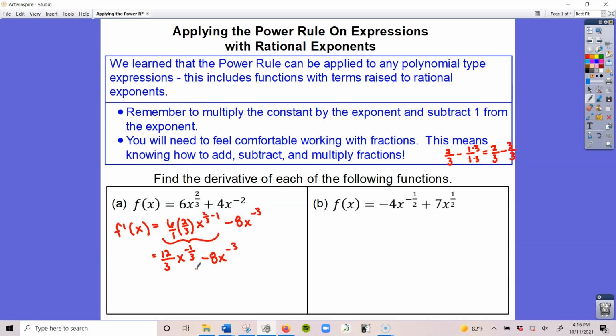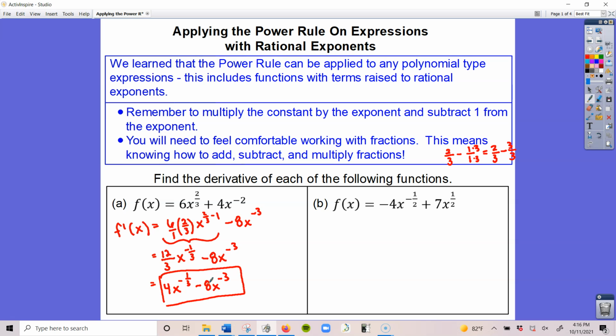And then finally, to just further simplify this, 12 over 3 is 4, x to the negative 1/3 minus 8x to the negative 3. So this would be my answer for the derivative.